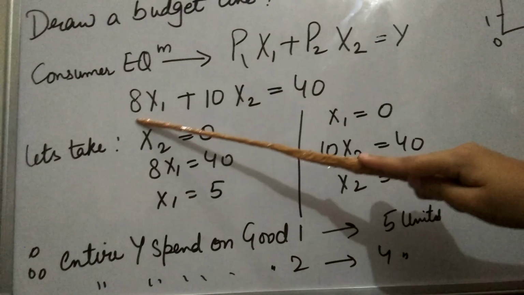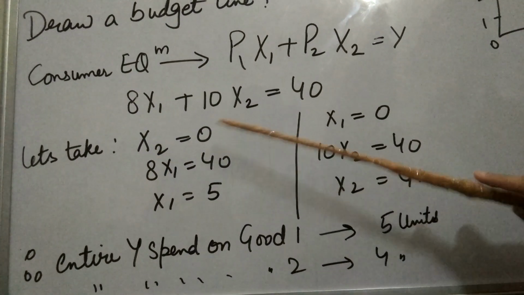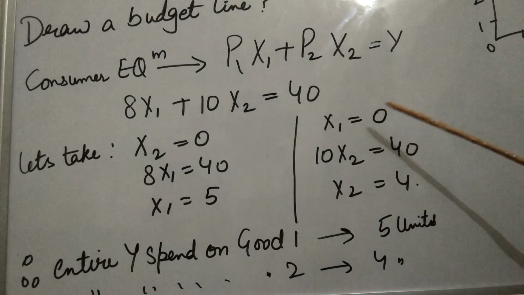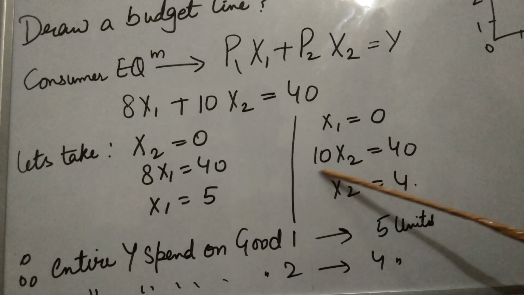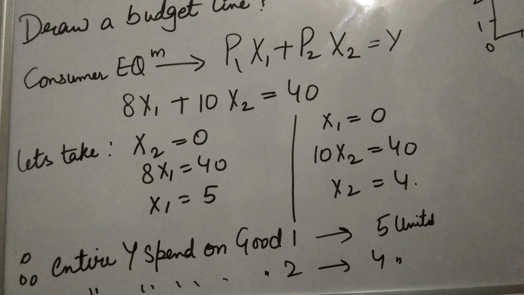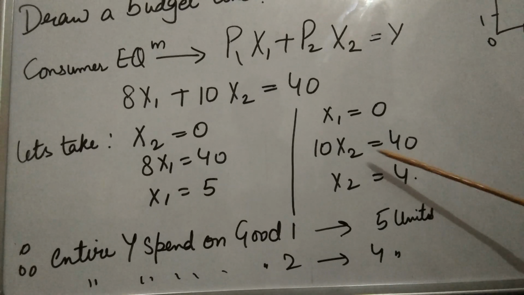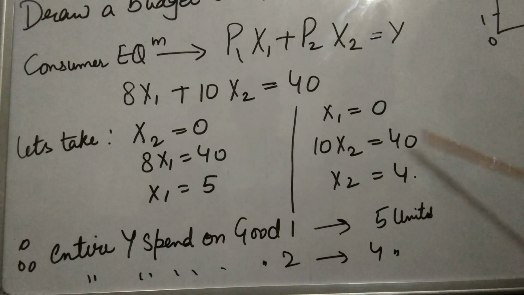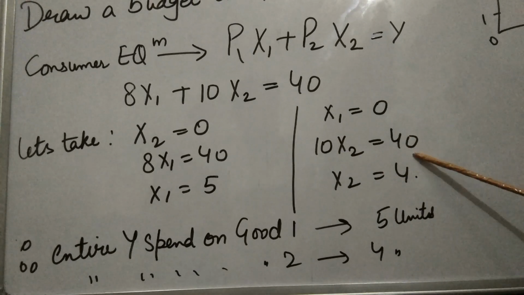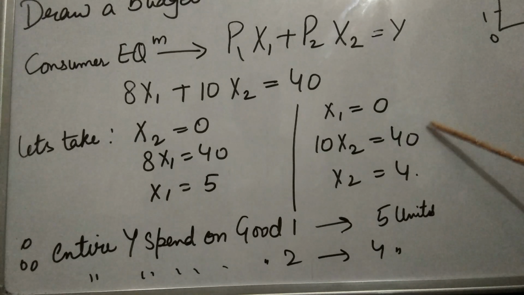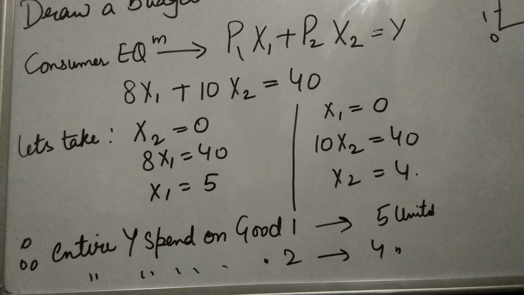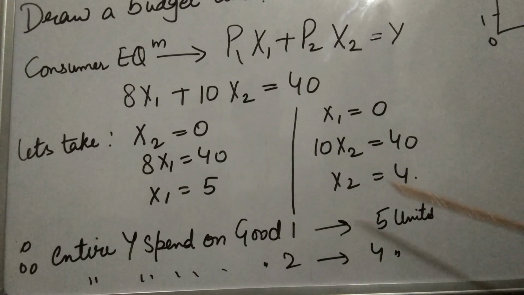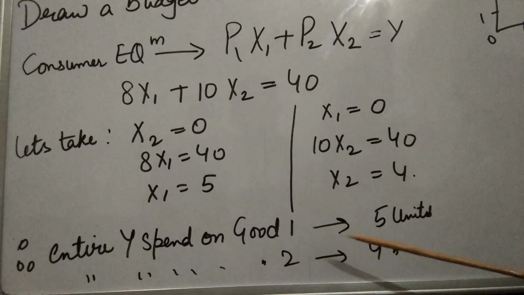Supposing the quantity of good 2 should be equal to 0, then what will be the value of my x1? 5 units. And similarly, if I assume that I am going to spend my entire income on good 2, I'll take x1 equal to 0. So the units I got here is x2 is equal to 4 after substituting the value, and this 10 will go here and will come in the denominator, and after dividing 40 by 10 we'll get 4. Okay, so we got the conclusion that if the entire income is spent on good 1, we'll get 5 units, and if the entire income is spent on good 2, we'll get 4 units.